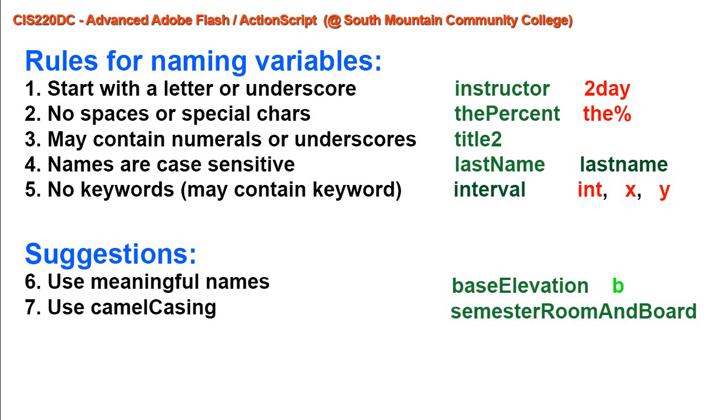Some other suggestions that not all programmers follow, but use meaningful names. When you read your code, it helps if you use a name that's meaningful, such as baseElevation, versus b. Those programmers, rather than using underscores between words, will just use camel casing, where variable names start with a lowercase letter, and then every subsequent word is capitalized with the first letter. So semesterRoomAndBoard, where the R, A, and B are uppercase.